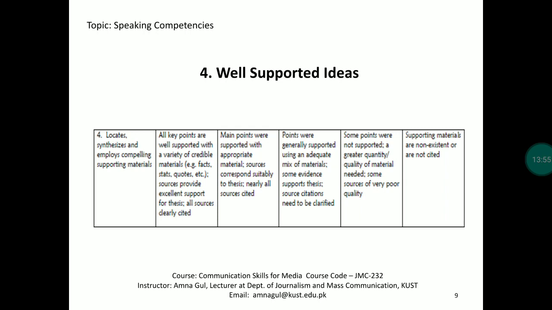suitably to the thesis, and nearly all sources are cited. For a basic level speaker, points are generally supported using an adequate mix of materials, with some evidence supporting theses. Source citations need to be clarified, however. For a minimal level speaker, some points were not supported. For example, a greater quantity or quality of material is needed. Some sources are of poor quality. As for a deficient speaker, supporting material is non-existent, and whatever there is is not cited.